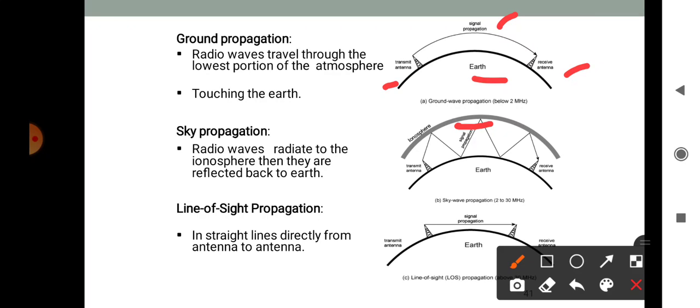See, this is the ionosphere, this is the earth, and this is sky propagation. Here is the transmit antenna, then signal propagation, and the receive antenna.